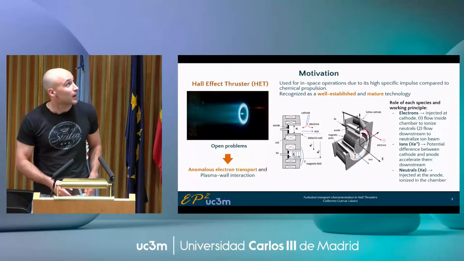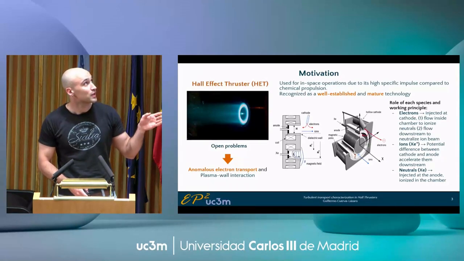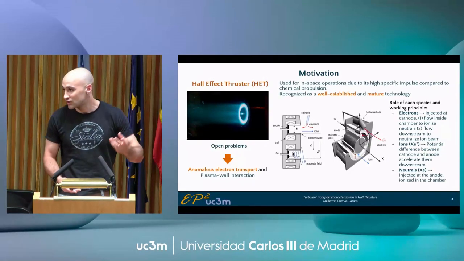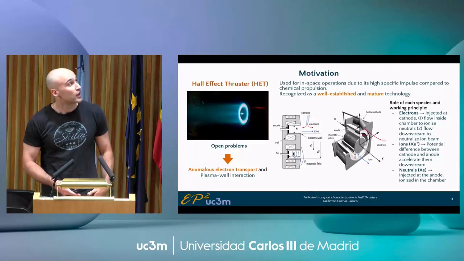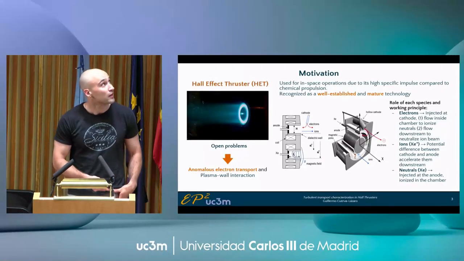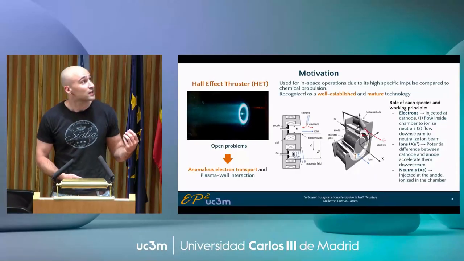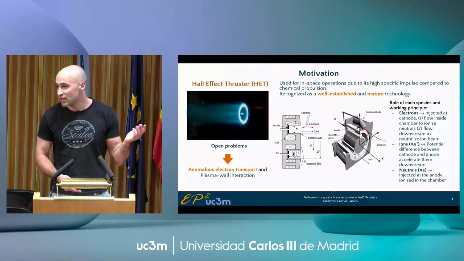Well, you have a backplate on your left, called the anode, which has a potential difference with an electron gun, which is called the cathode. And you inject a neutral gas in that anode, which interacts with the electrons injected by the gun, which are magnetically confined, and you ionize the gas, and you accelerate those ions with that potential difference.